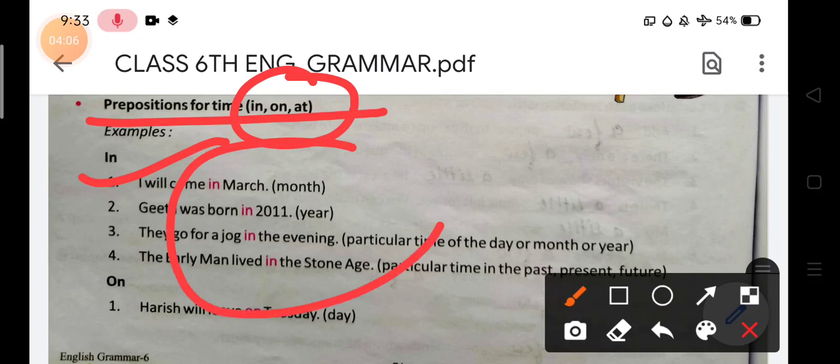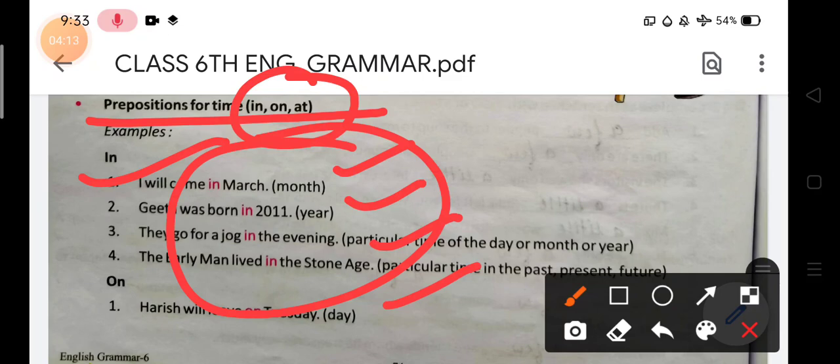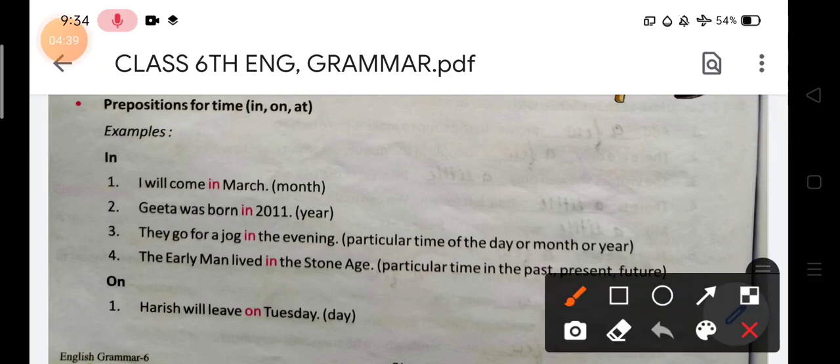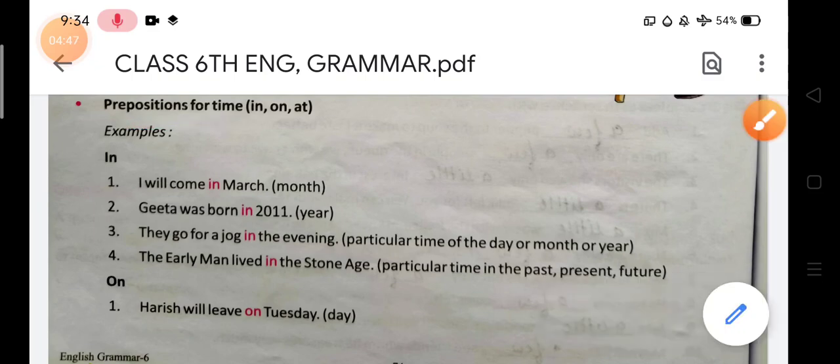Here you will see that all these prepositions are used for telling the time, because March is also a time. I will come in March. This is the month that tells time. After that, Geeta was born in 2011. This is also showing a kind of time. They go for a job in the evening. This is also part of the day. In this way, you can understand this is time. And the early man lived in the stone age. So all these points tell us about time. In this way, I think you have totally understood that the prepositions in, on, at can be used for showing time. Okay, next point, on.